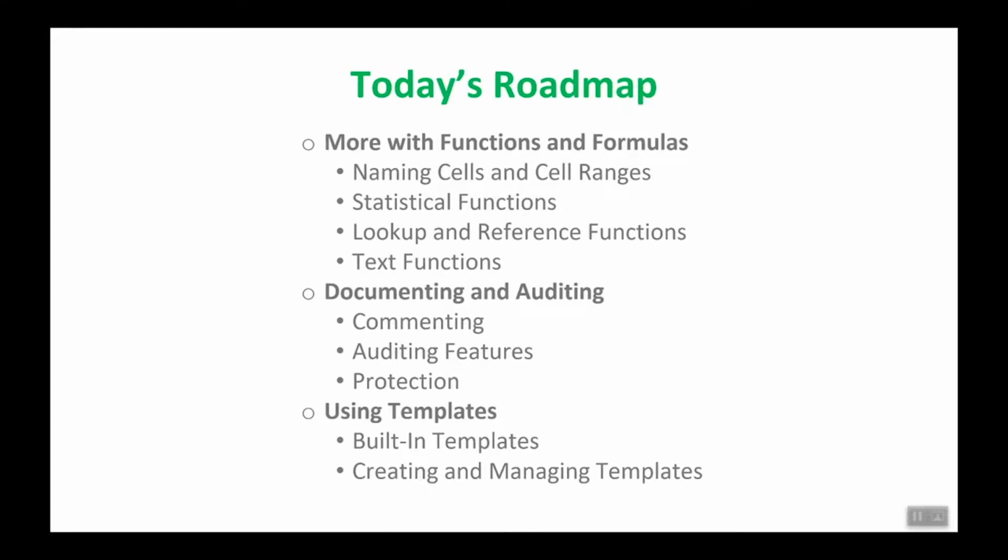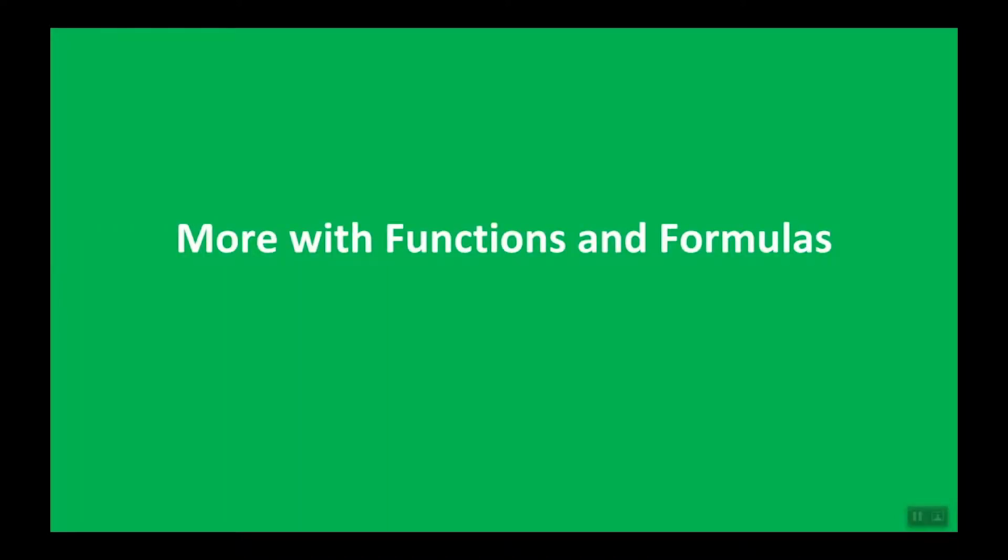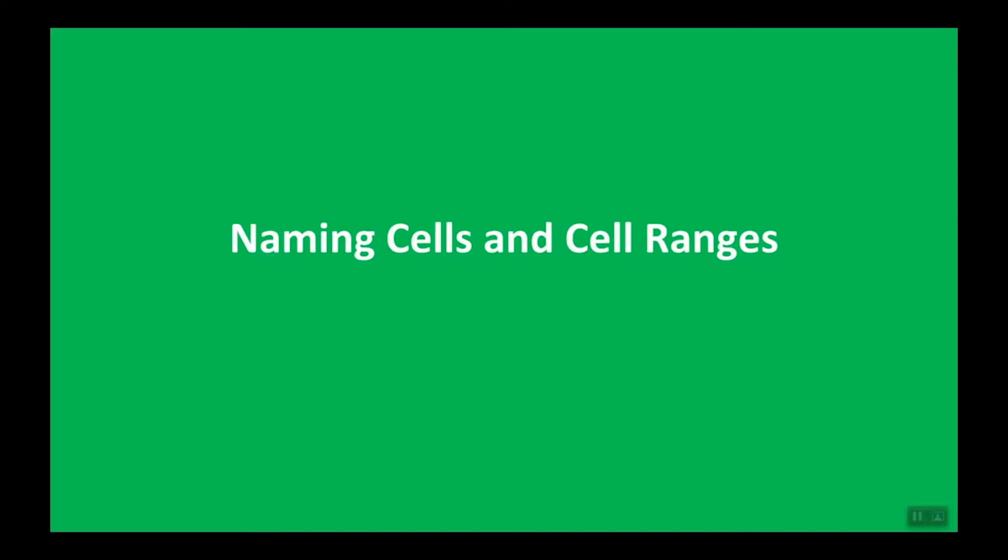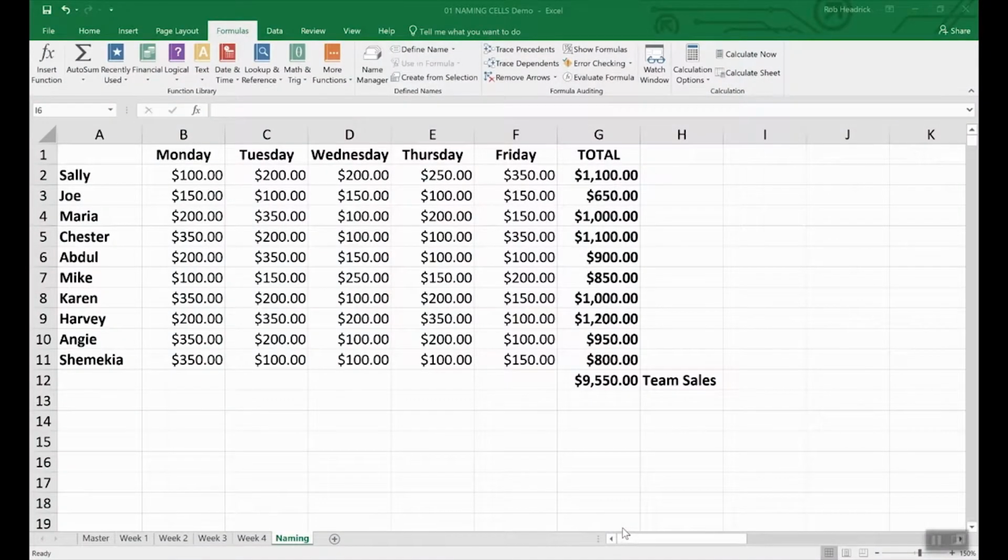But first, let's start with where we left off in our intermediate session with more on functions and formulas. And first up is naming cells and cell ranges. So, what does it mean to name a cell? And why would we do it? Well, typically, when we talk about or reference a particular cell, we do so by its coordinates, A21, G12, R3, etc. This is the language of Excel.